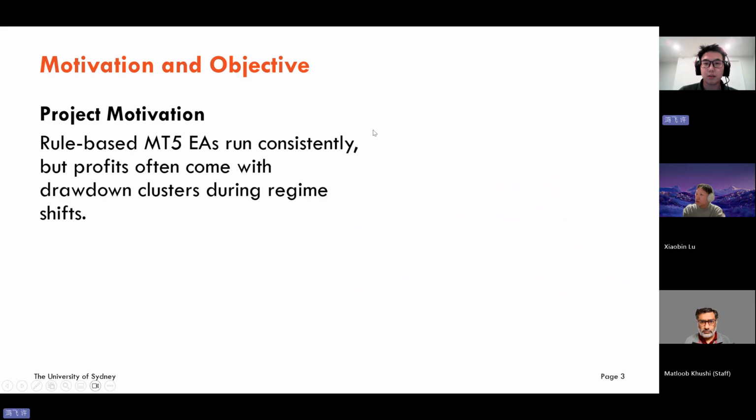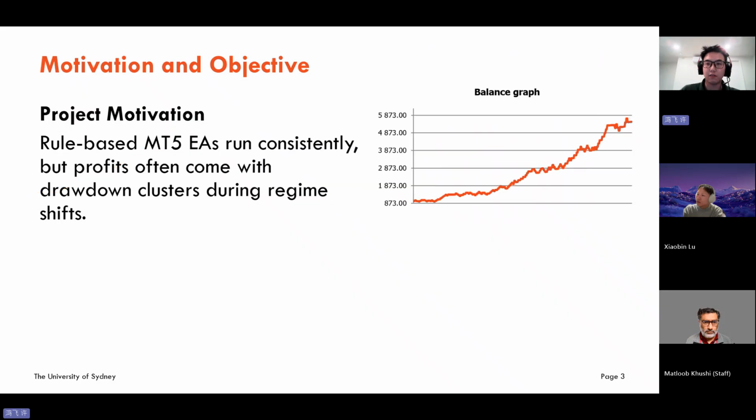So the project motivation is the rule-based MT5 EAs run consistently, but profits often come with drawdown clusters during regime shifts. During market shifts, like when we're going from one market to another, and sometimes when we're going from trending markets to sideways markets, that's hard to predict. So even though it is a rule-based strategy, it can have losses sometimes.